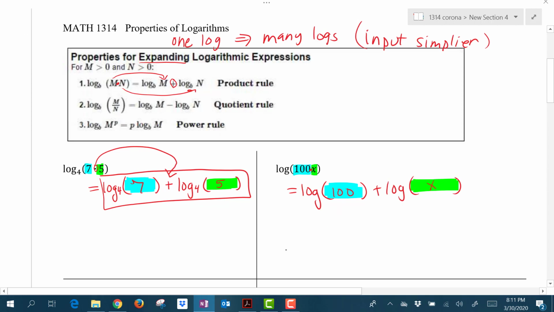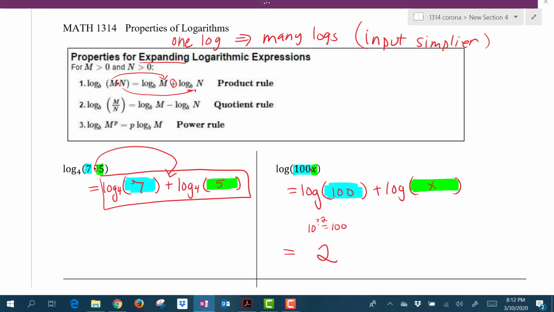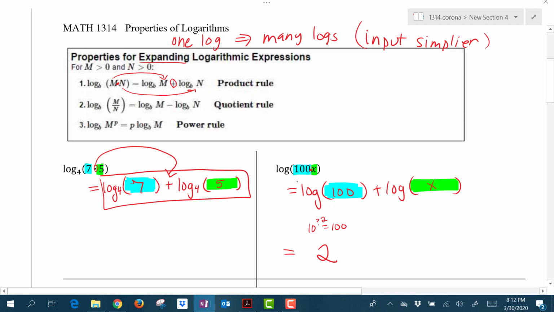Now, can we simplify? In this case, we can simplify a little bit more because we know log base 10 of 100. We would ask ourselves this question, 10 to what power would give us 100? And the answer to that would be 2. So we can actually simplify this by writing 2. So we're going to replace this whole log with the 2.